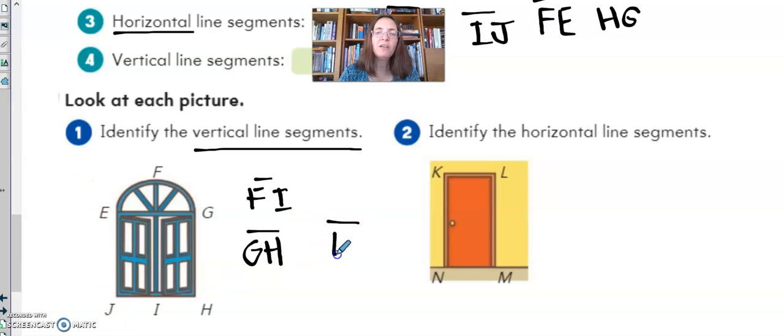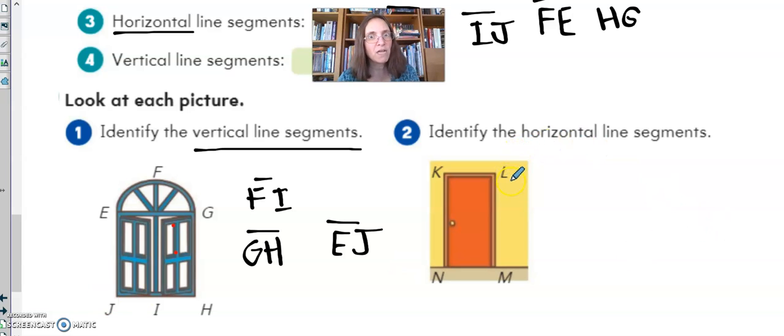Now, I know that if I were to put a whole bunch more points into this picture, I could have a whole bunch more vertical line segments, like from here to here. But when they give you an assignment like this, just go with the points that they're offering you. You don't have to make new ones.